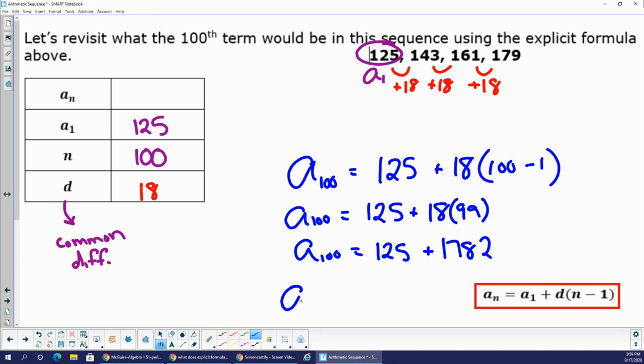And then lastly, a sub 100. I just now need to add these two values together. 125 plus 1782 gives me 1907. So 1907.